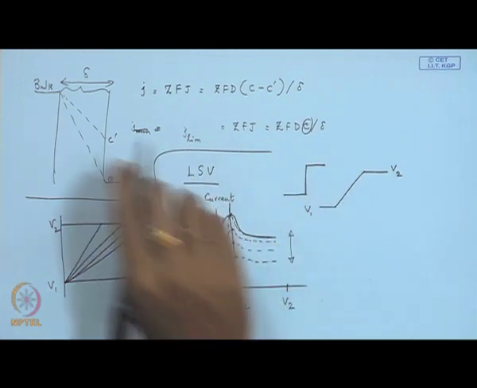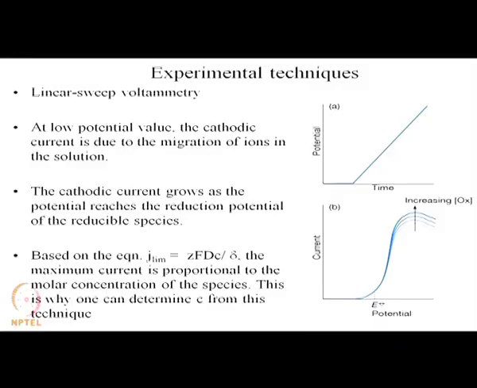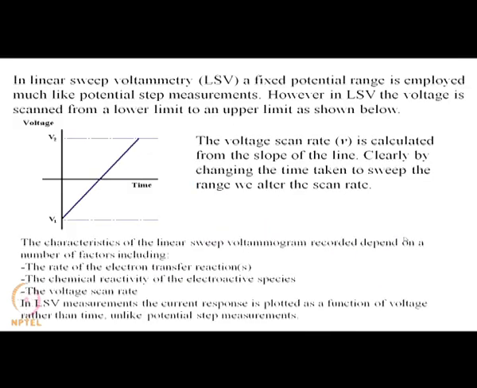Okay. So, your current potential profile, current voltage profile, depends very much, it is changing. Therefore, this is basically what you get. So, it depends on the rate of electron transfer reactions, and then the chemical reactivity of the electroactive species, and of course the voltage scan rate. Okay.